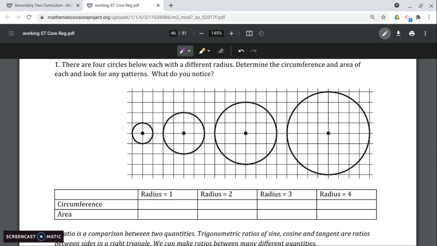Pi. So there are 4 circles below, each with a different radius. Determine the circumference and area of each. Look for any patterns. What did you notice? So for a radius of 1, the circumference, we take the radius times 2, so 2 times pi, so it would be 2 pi. For the area, we take the radius squared, which is just 1, so we have just 1 pi. With a radius of 4, 4 times 2 is 8, so we have 8 pi.